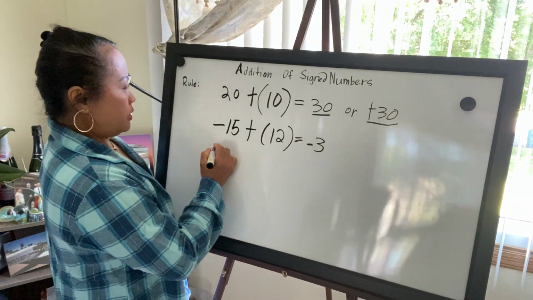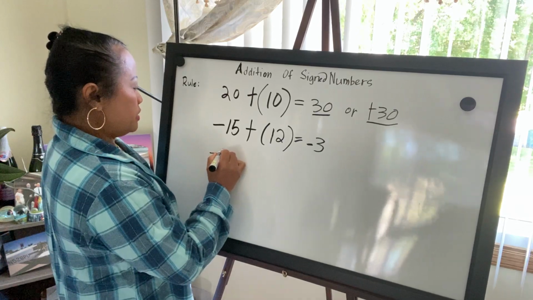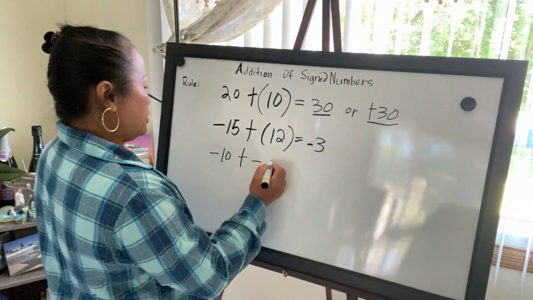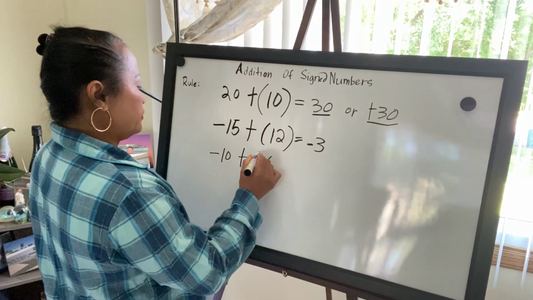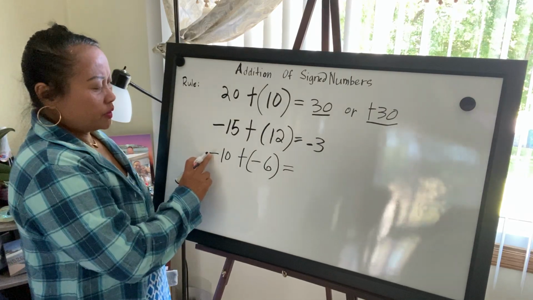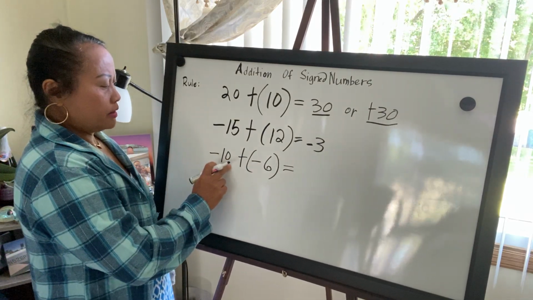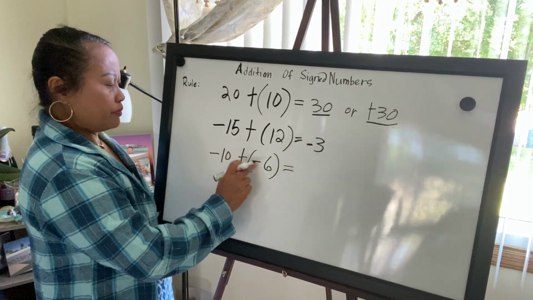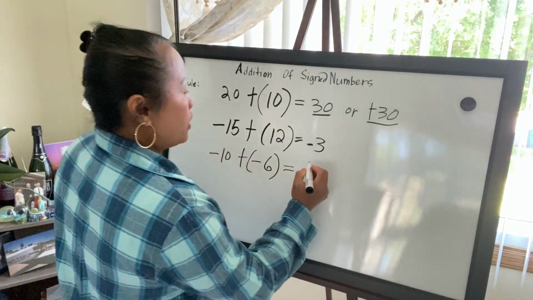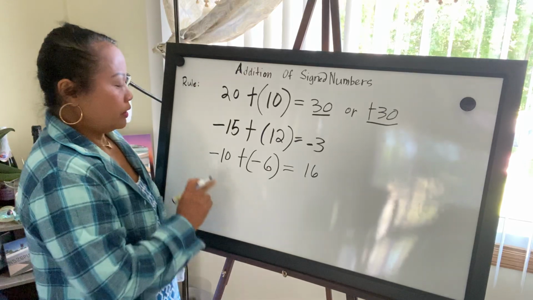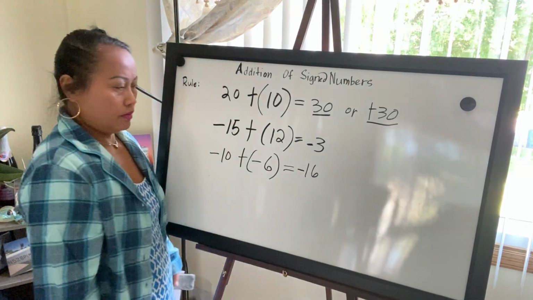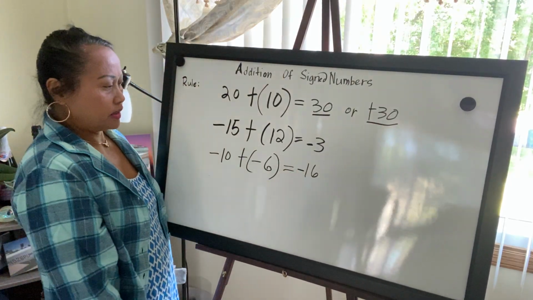Another example. Negative 10 plus negative 6. Okay. The same sign. Negative 10, negative 6. See? Negative, negative. We are going to add. 10 plus 6 equals 16. Now we have to bring down the common sign, which is negative. So the answer is negative 16.